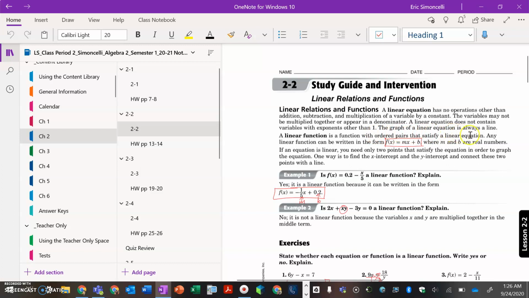The graph of a linear equation is always a line. It's called a linear function for a reason. All right, linear equation and function. In the next sentence, it actually uses the word function. A linear function is a function with ordered pairs that satisfy a linear equation.